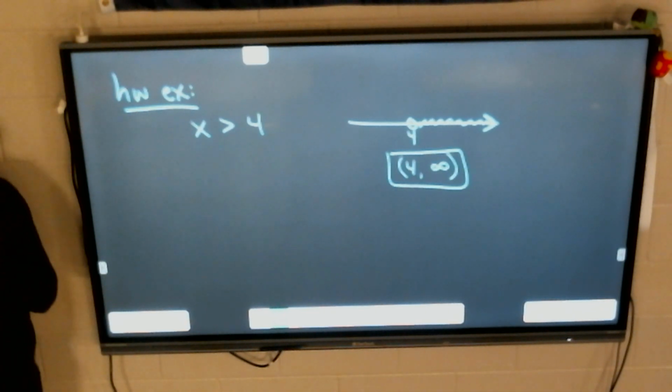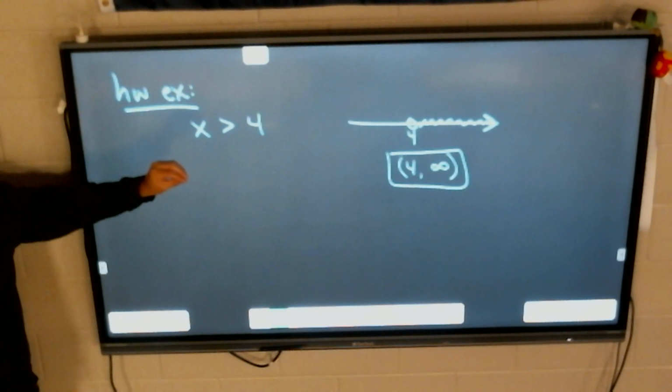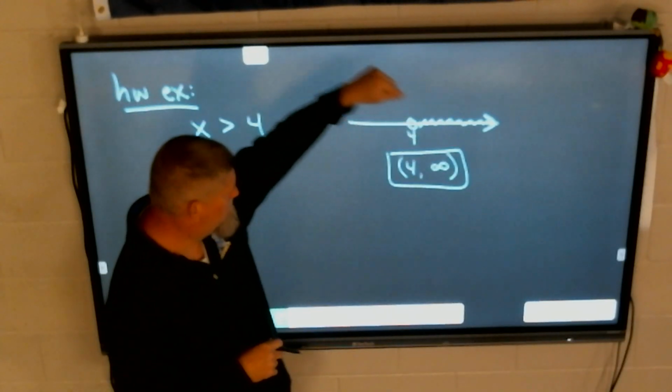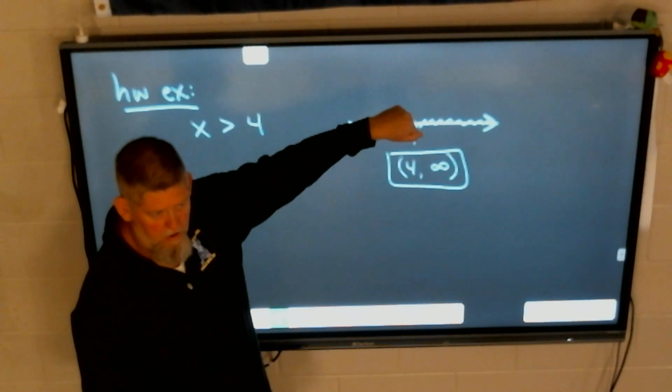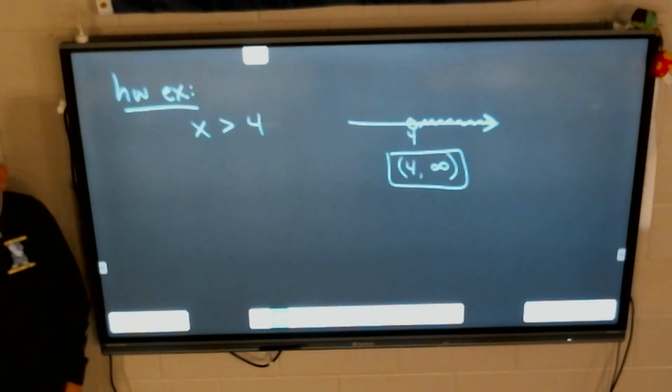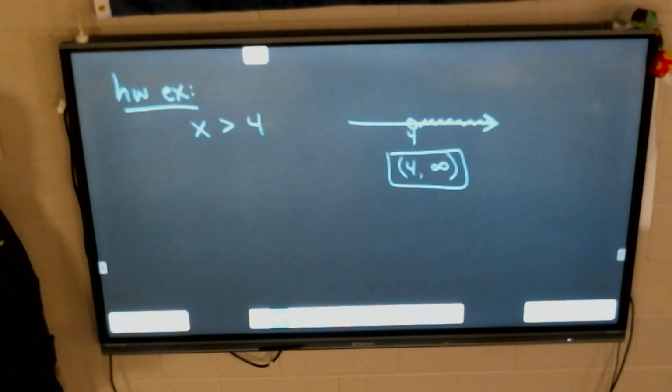I don't know about you, but sometimes it helps me to just sketch a quick little graph of it. And notice when I do a number line, I'm not doing 0, 1, 2, 3, 4. I'm just putting the number I want in the middle. The numbers kind of don't matter when it comes to infinity, as long as you're going the correct direction.